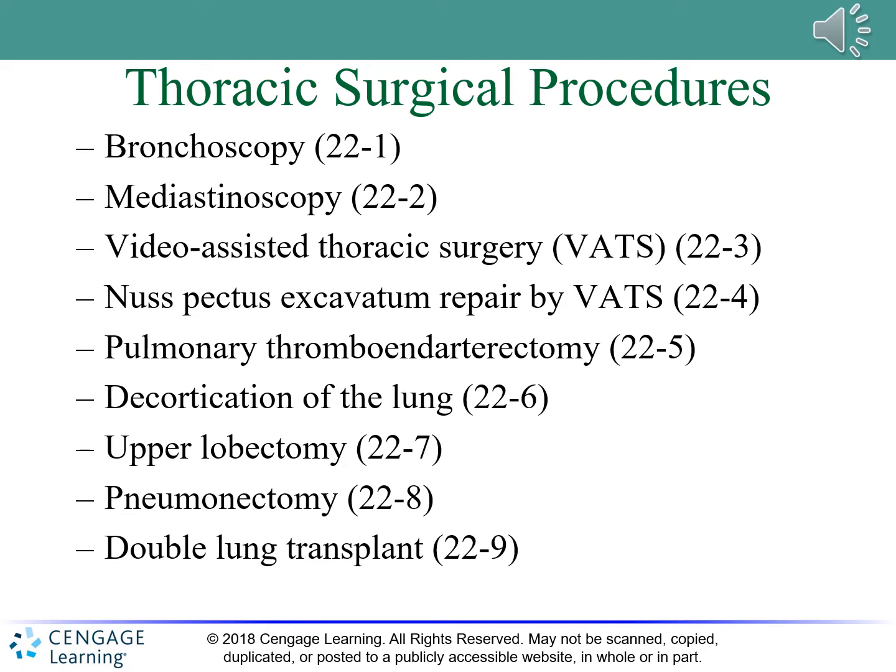Okay, the Nuss pectus excavatum repair by VATS. The most common congenital deformity of the chest is a funnel-shaped asymmetrical depression due to a posterior displacement of the sternal body, referred to as pectus excavatum or funnel chest. The deformity usually affects 4 to 5 ribs on each side of the sternum. In extreme cases, the sternum may even reach the vertebral column.